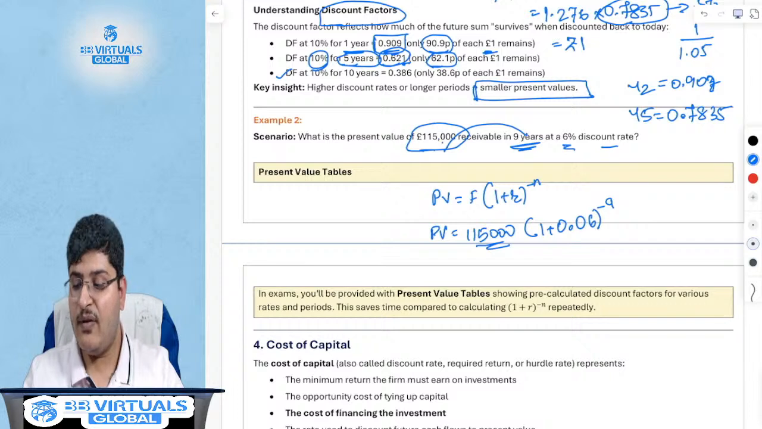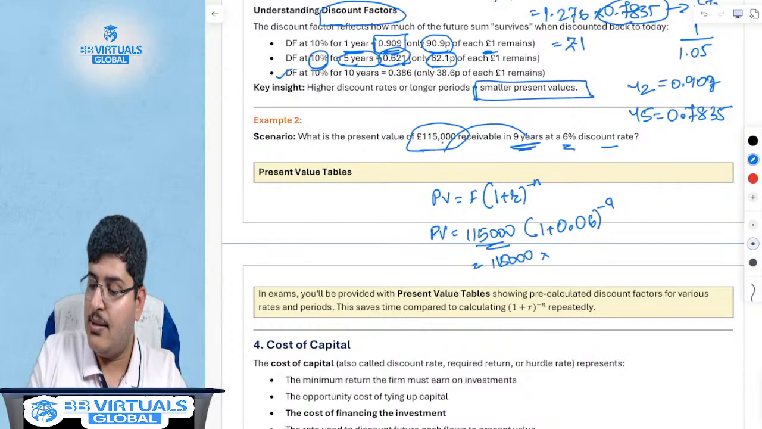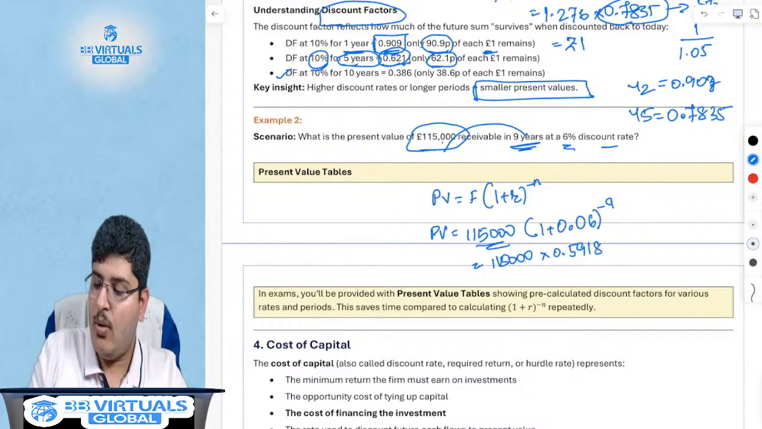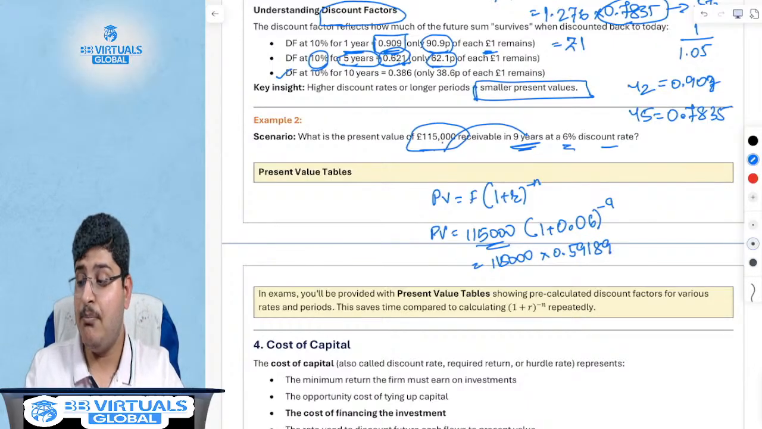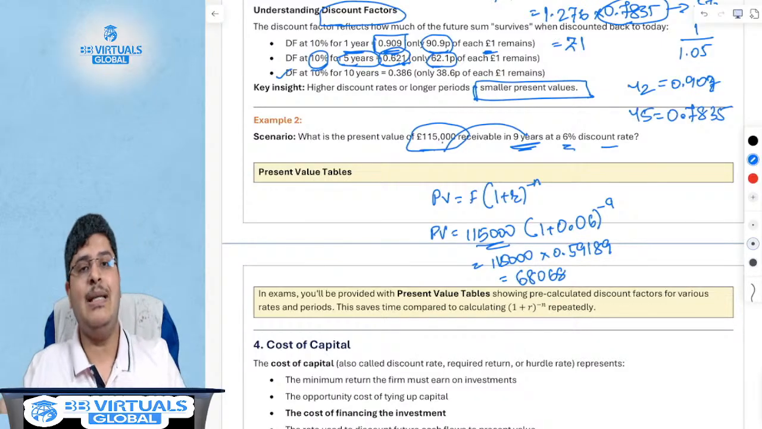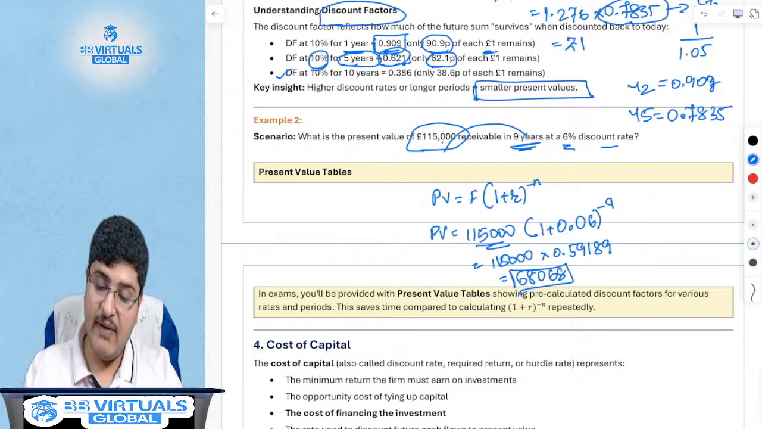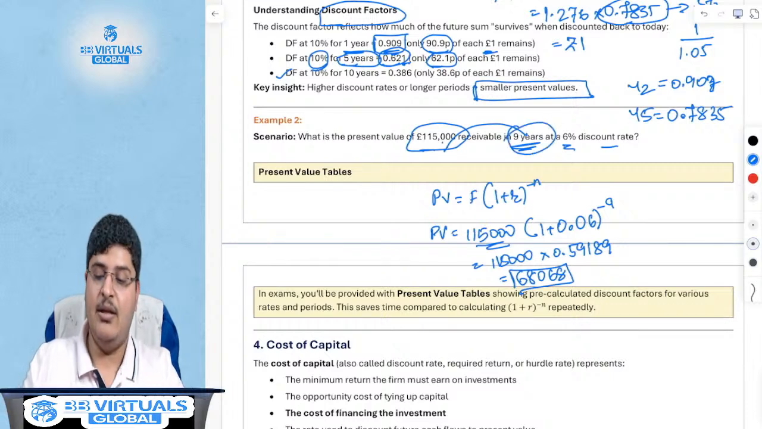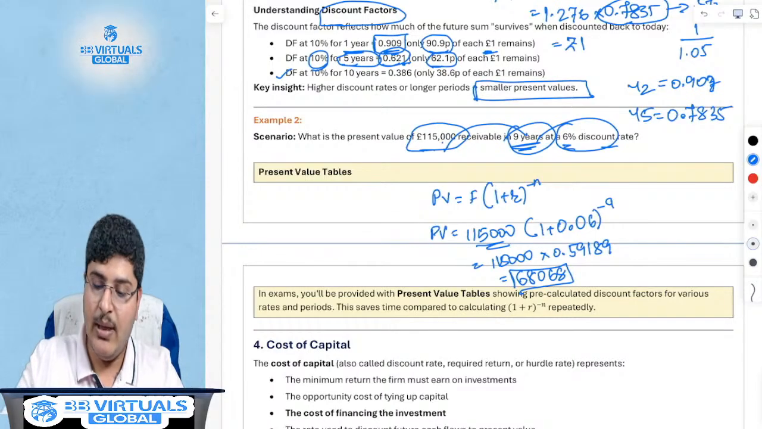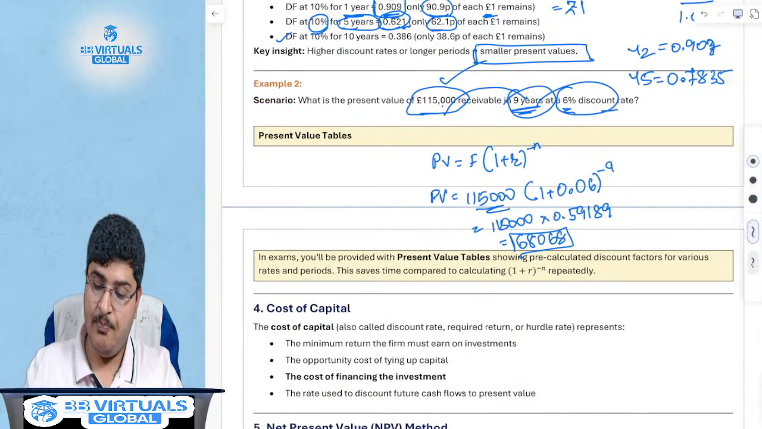Second, third, fourth, fifth, your answer is 0.747, but you have to keep doing this for 9 times. So 6, 7, 8 and 9. Your ninth year answer is nothing but 0.59189, and if I was to multiply this by the 1,15,000, the present value is 68068. What does this mean? This means that if you were to invest 68,000 rupees today, for 9 years at a discount rate of 6%, you will get 1,15,000 at the end of 9 years.